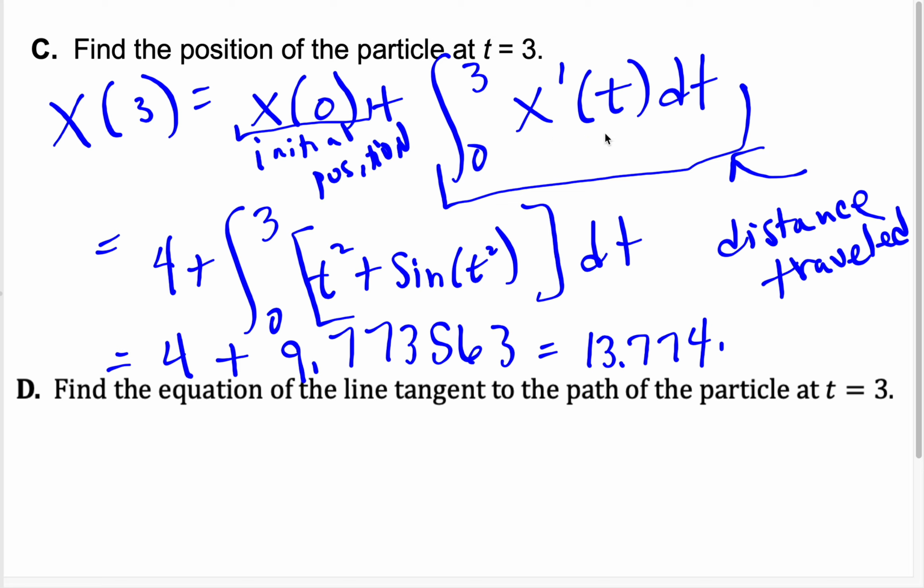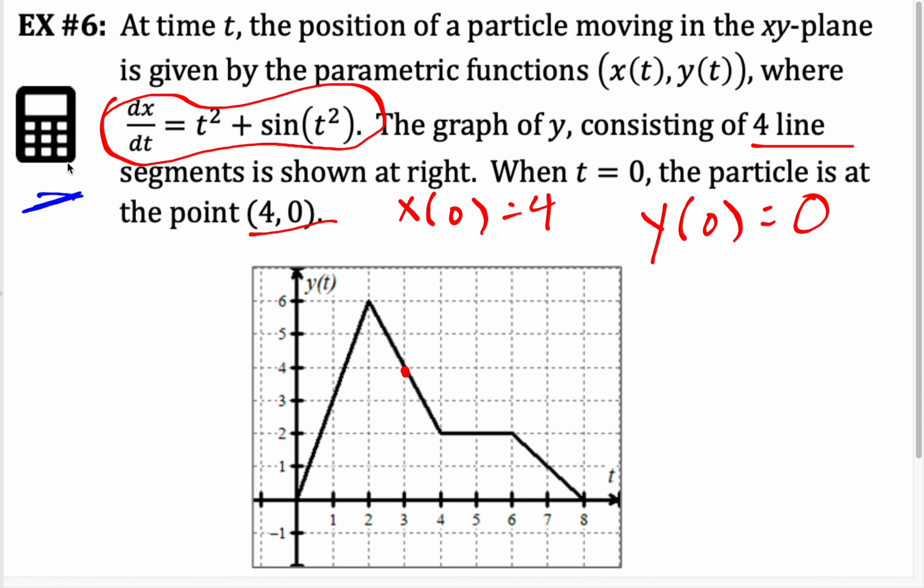And why we're only using x prime of t is because we're finding, I don't think it asked us to find, I'm looking, okay, you know what? Find the position of the particle. Yeah, I'm not quite done, am I? Find the position of the particle at t equals 3. I found the position of the x. I have to find the position of the y.